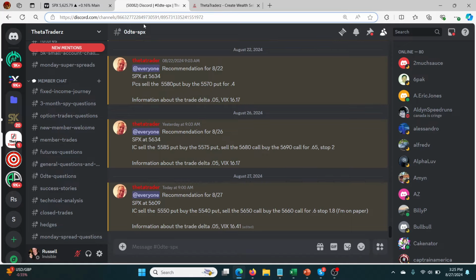So if you look up the top here, this is the zero DTE SPX trade. This is what you get when you subscribe to that quarterly subscription or to Lifetime. Obviously Lifetime Inner Circle people get everything, but the quarterly is the cheapest way to do this. You can see here that Lance, or ThetaTrader, is basically posting every day, August 22nd, August 26th, obviously over the weekend, August 27th, every morning. He posts this recommendation to everyone that has access to this channel, giving what SPX is at, and also what trade he is doing on the SPX for zero DTE. So everything he does in this channel expires on the same day, zero DTE.